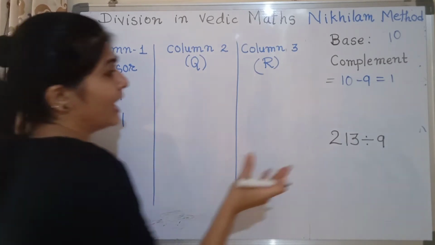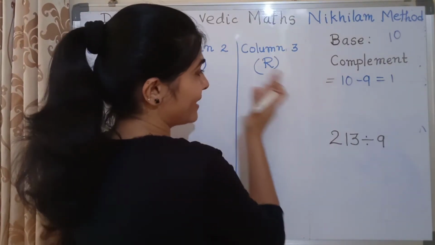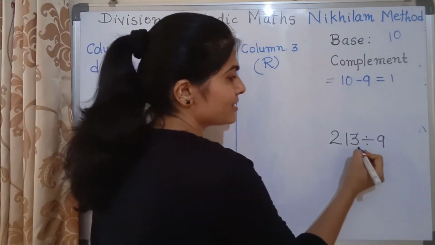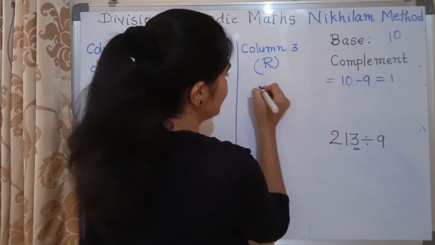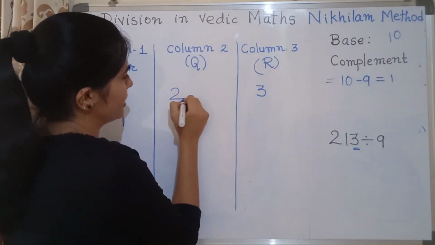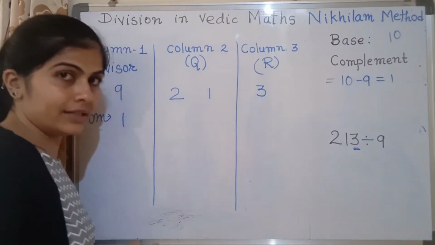Okay. And how should we write the second and third columns? Base is 10, so there is just 1 zero there. So you can consider 1 digit in the column of the remainder, and 21 should be written over here. Is it clear?